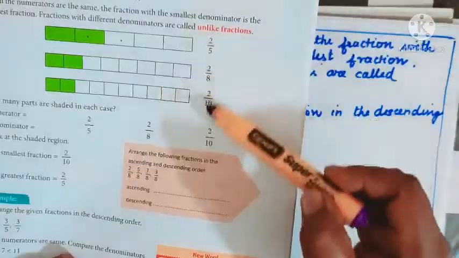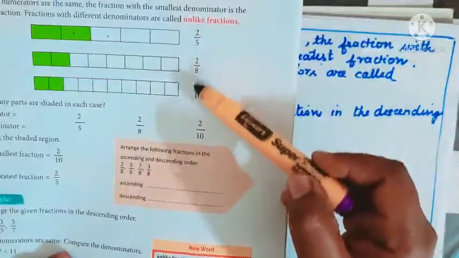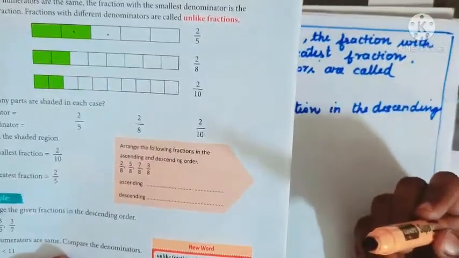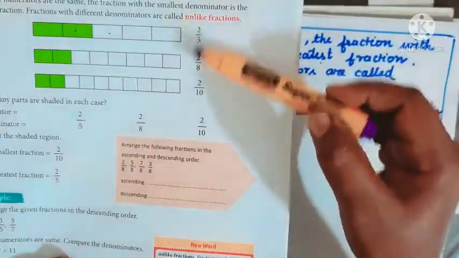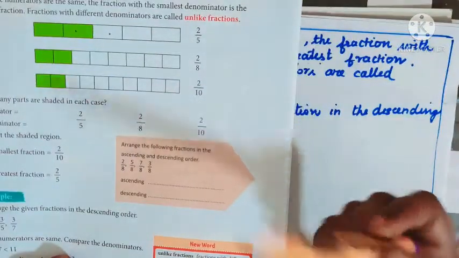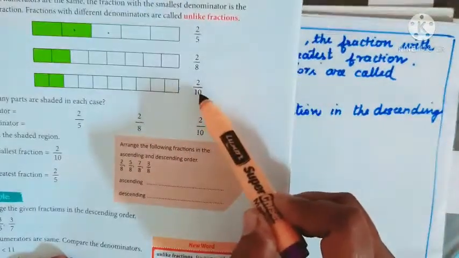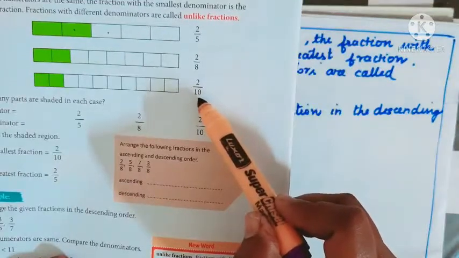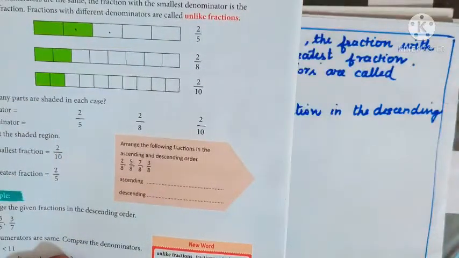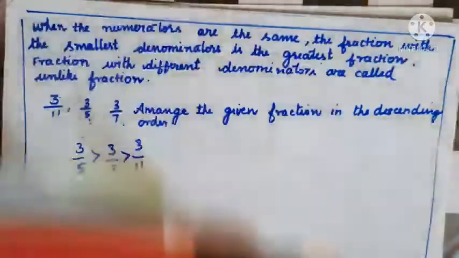So now compare these fractions: 2 by 5, 2 by 8, 2 by 10. It is in the book, page number 37. From this, what do you understand? The bigger the number in the denominator, the smaller the piece of chocolate you get. Am I right? Yes.